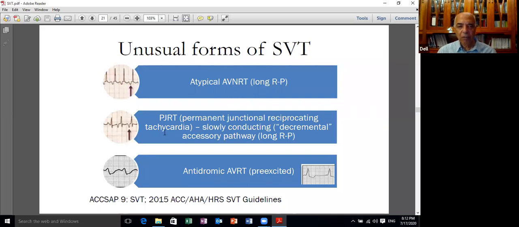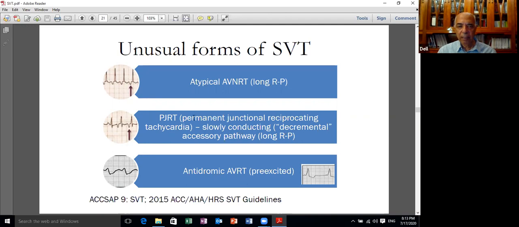Now, with PJRT, or paroxysmal junctional reciprocating tachycardia, as I said, this is an accessory pathway which is slowly conducting, and it's connected between the left ventricle and the left atrium, posterior to the interventricular septum. It shows decremental conduction like the AV node. If you stimulate the ventricle rapidly, then you get weakening of and lack of conduction across this accessory pathway.